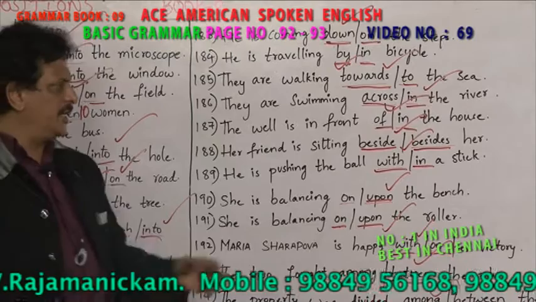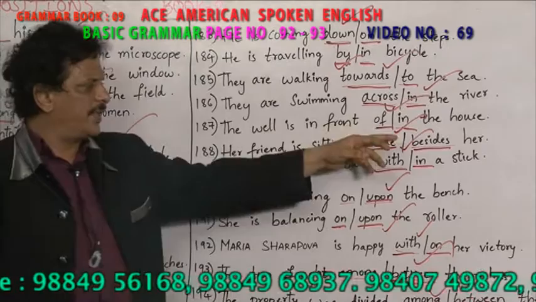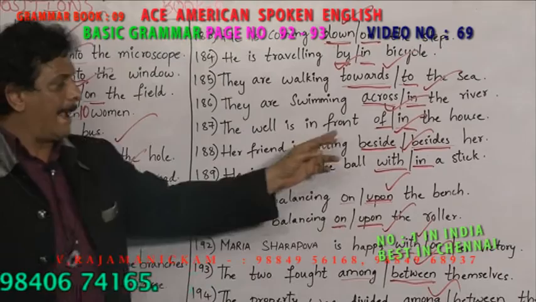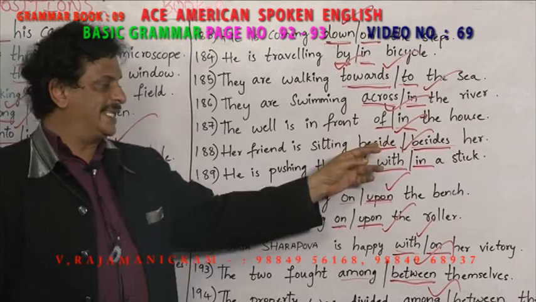So the well is in front of the house or the well is in front of in the house endru solugira bolude in front of the house endru dhaan vara vendum. Her friend is sitting beside or besides her. Avaludaiya tholi aval arige utkandu kondirundal. Beside, besides endral melum, in addition.